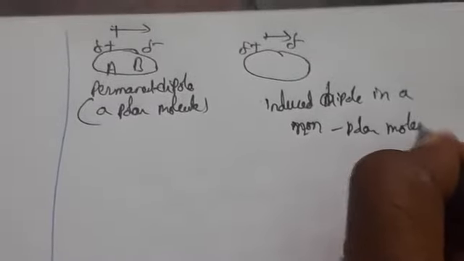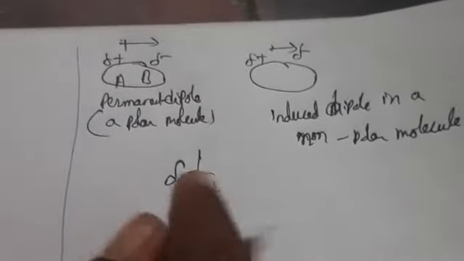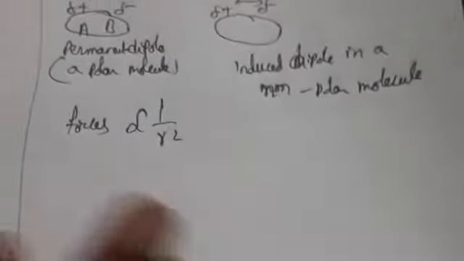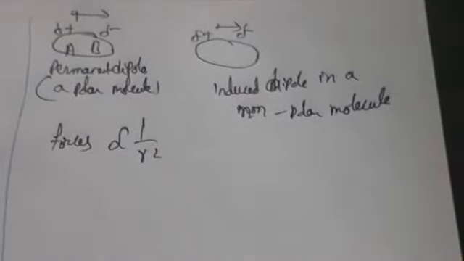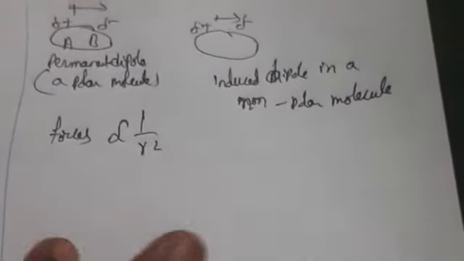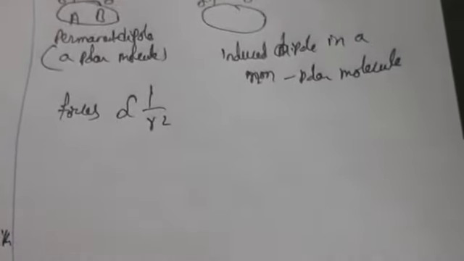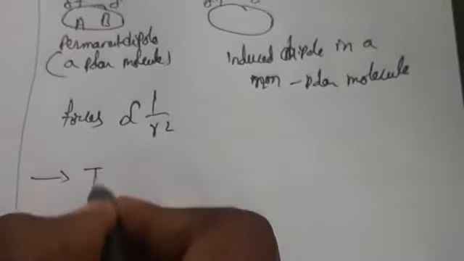The magnitude of these forces is inversely proportional to 1 by r square. So this depends upon the magnitude of the dipole moment of the permanent dipole and the polarizability of the non-polar, neutral molecules. These forces also include dispersion forces. There are also repulsion forces between particles like atoms, molecules and ions, due to electron repulsions and nuclear repulsions.